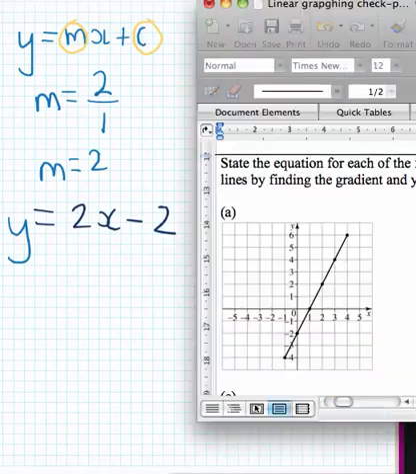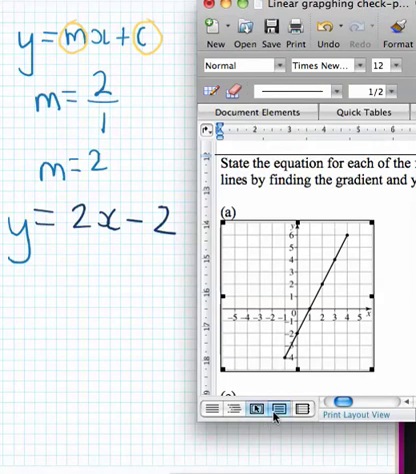Okay, so every straight line has its own equation, and we can find it by finding m, which is rise over run, our gradient, and by finding c. And the first step to find the gradient is to check whether your line is positive or negative. Just remember, up the hill or down the hill.